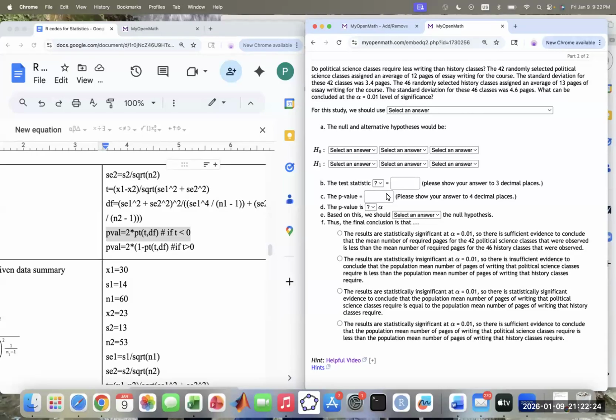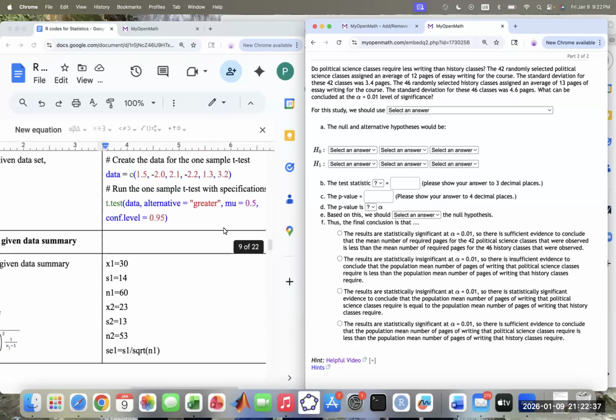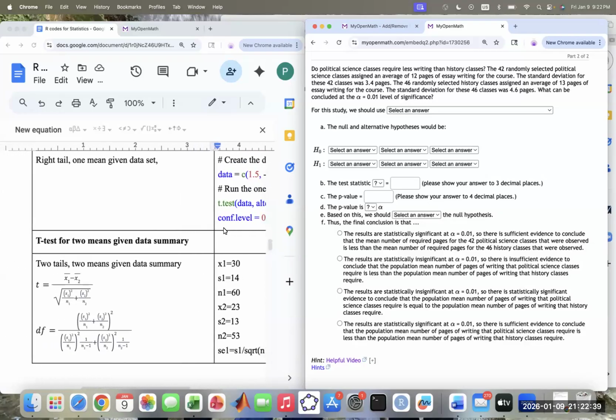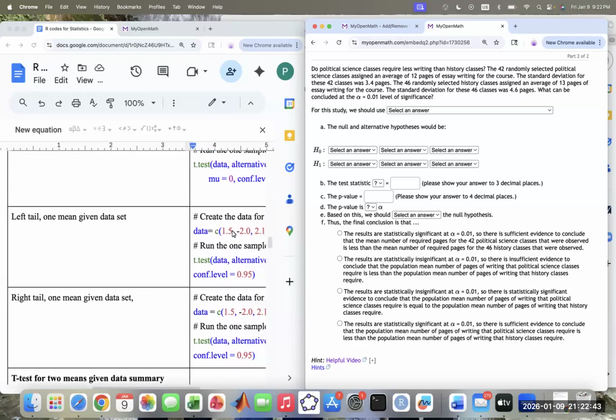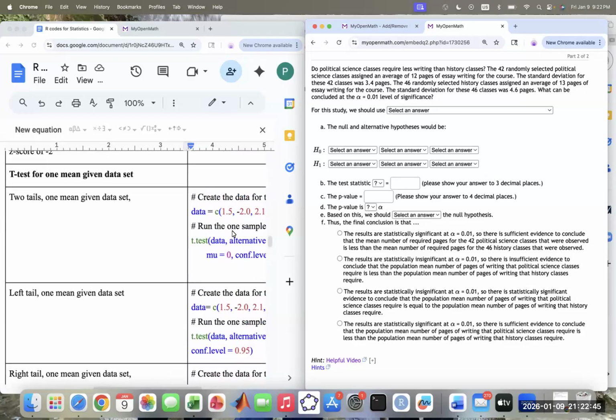Hello, in this lesson, we will learn how to do a t-test for two means, independent. You can scroll down to copy the code that I have right here. So we'll have the t-test for two means. In this case over here, we will have this one.